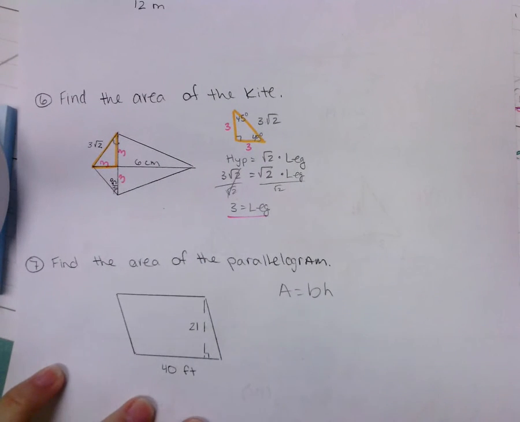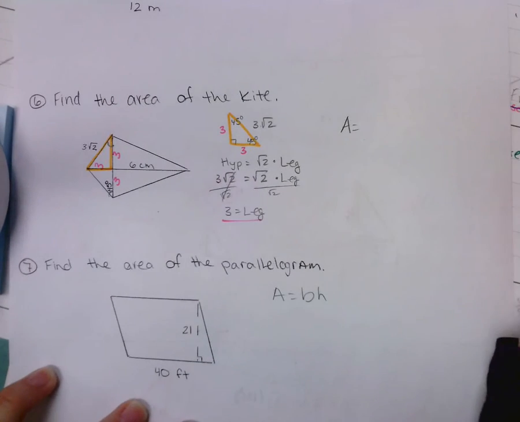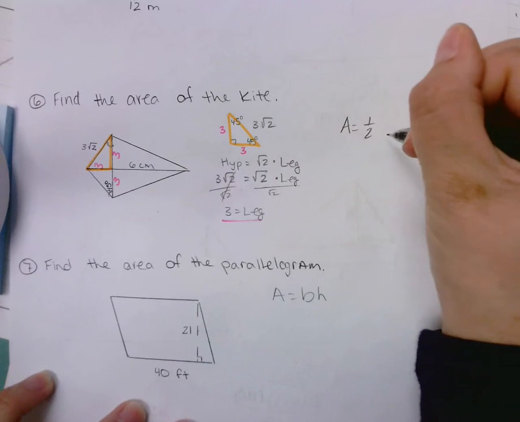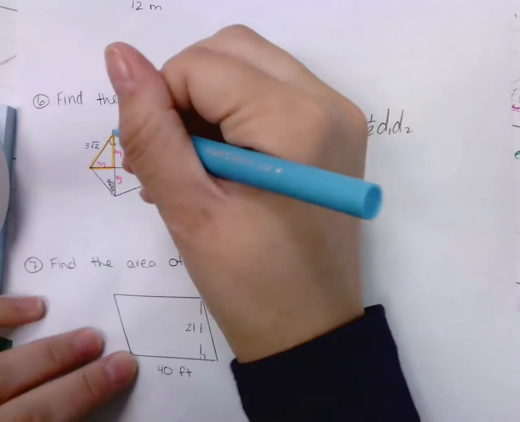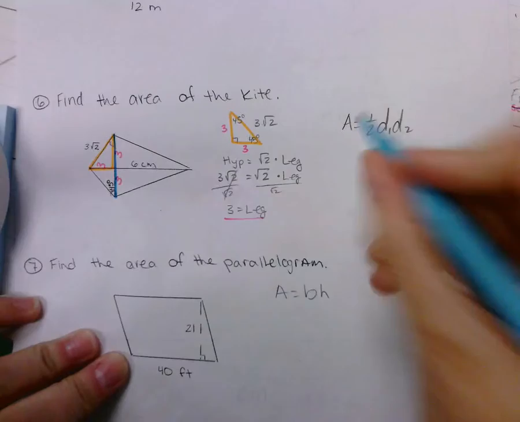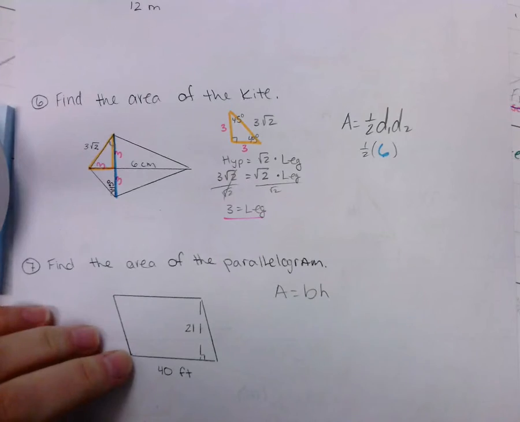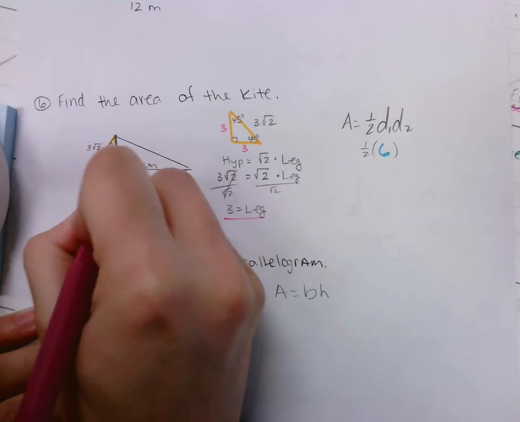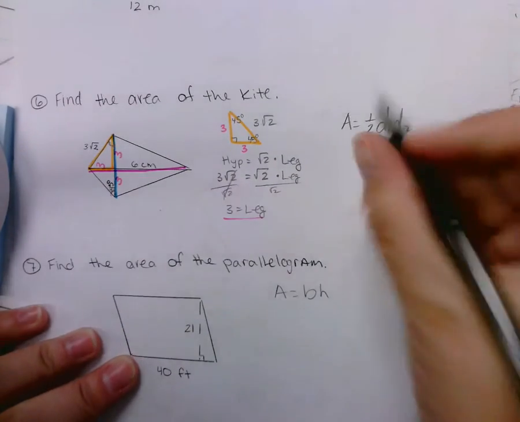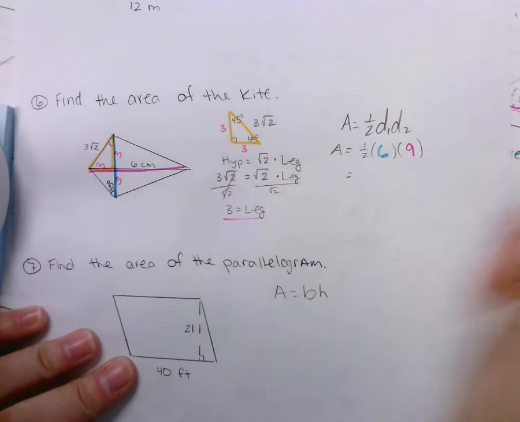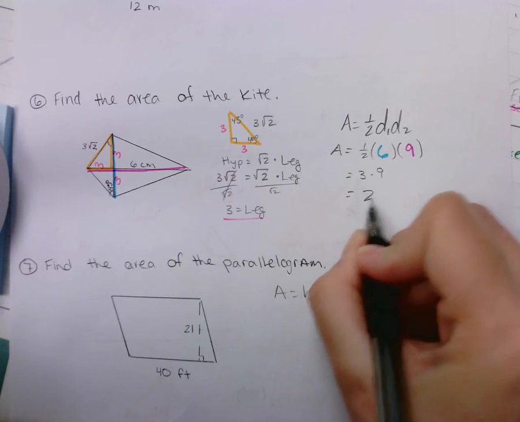So we just found that one diagonal is 6. I didn't write down my formula. What's the formula for the area of a kite? Area equals 1/2 times d1 d2. Good. D1 we can call this one, which is 6, because 3 plus 3 equals 6. And D2 we can call this one, 9, because 3 plus 6 is 9. Now we multiply it all together, half it, and you get area equals 3 times 9, which is 27.